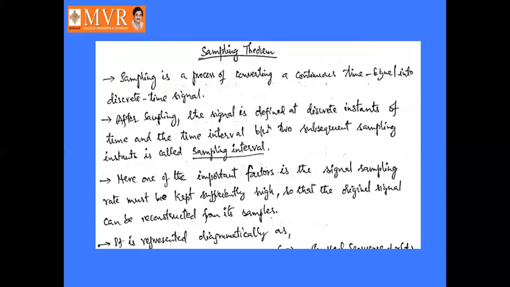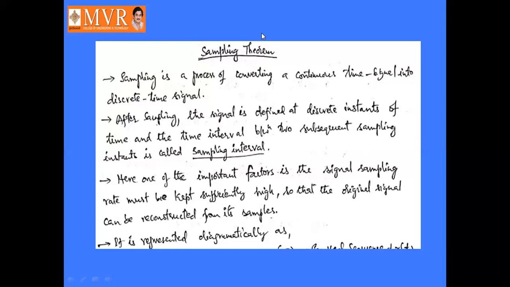After sampling, the signal is defined at discrete instances of time, and the time interval between two subsequent sampling instants is called the sampling interval. Sampling interval, right?